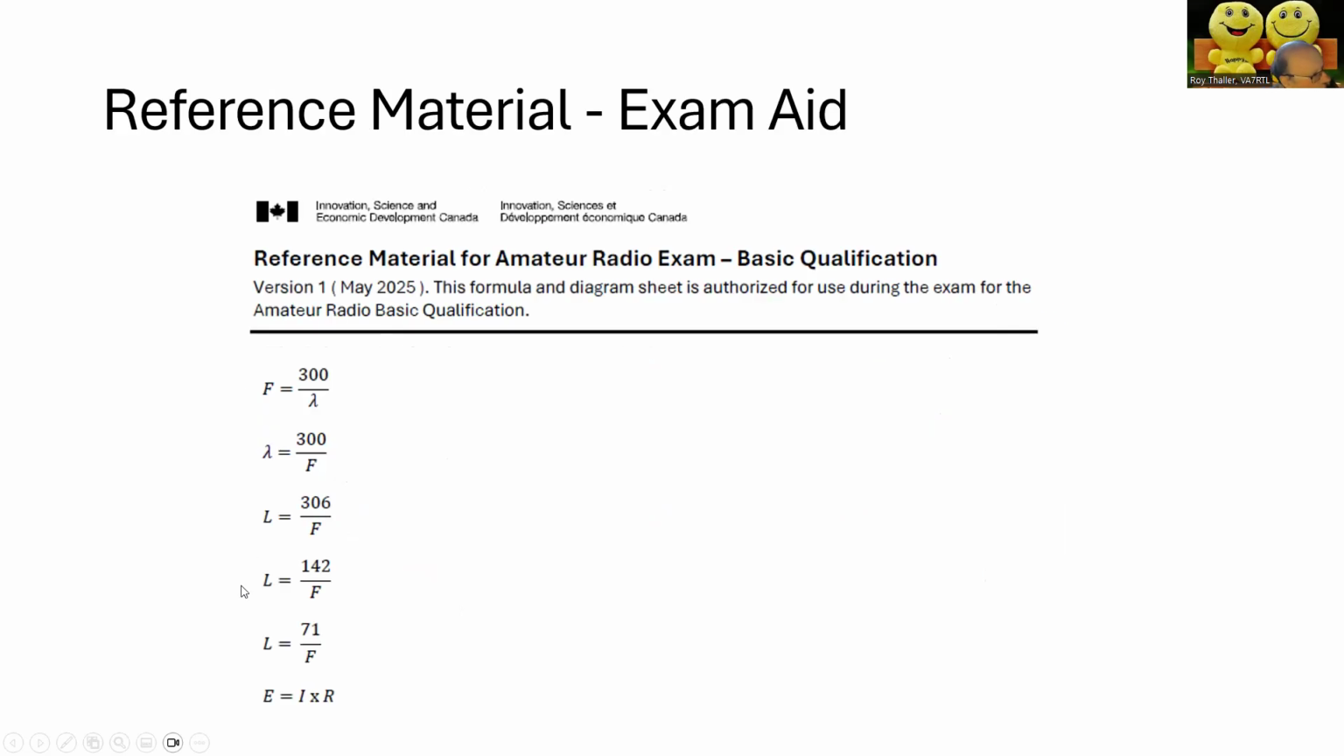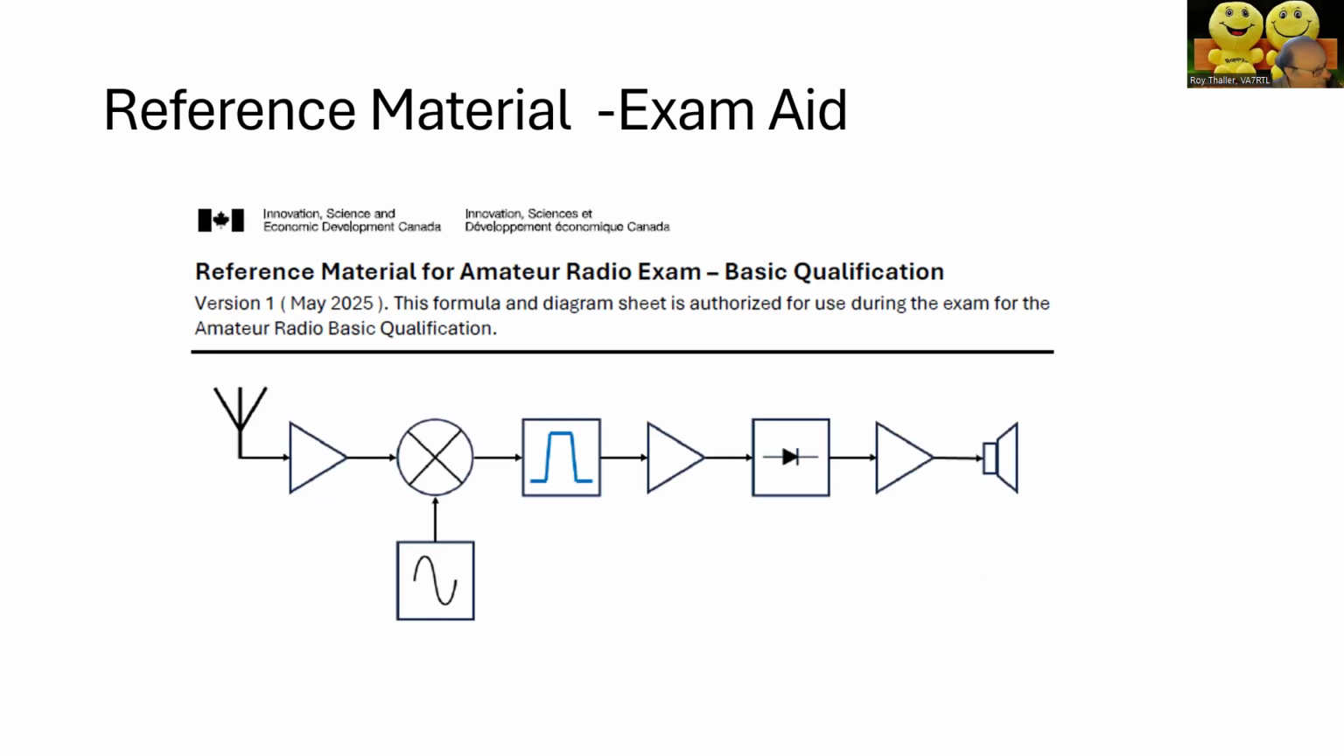Now, when you look at the same reference material or exam aid you can bring into the exam, it gives you basically all the formulas, but it doesn't explain what they are or what the letters stand for. And again, it doesn't tell you what this is. So this is a receiver because the antenna is on this side, the speaker is here, and because this is a diode, you know that it's an AM receiver. But again, it doesn't label any of the components.